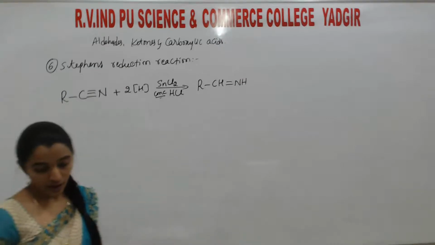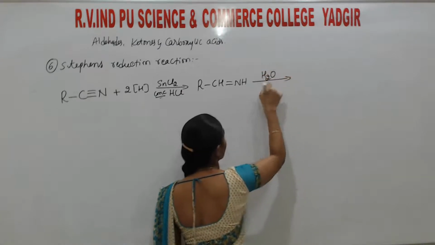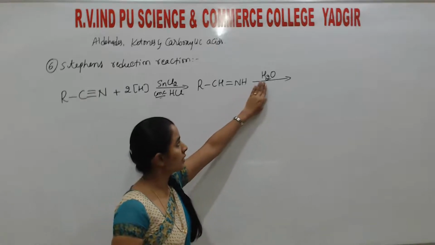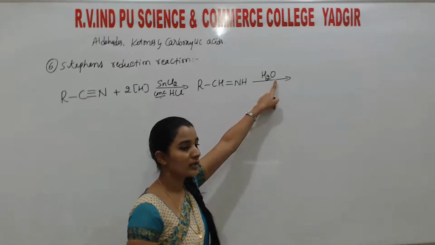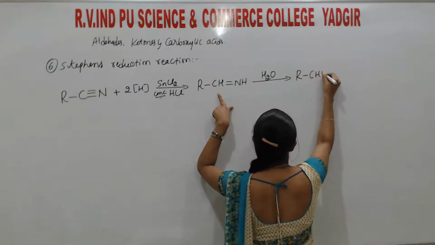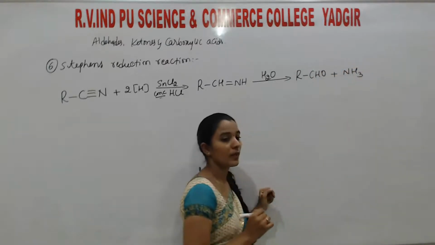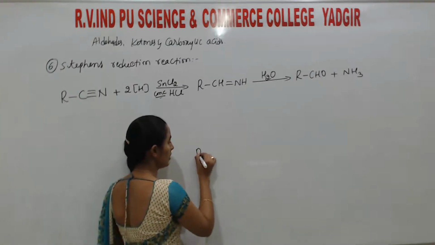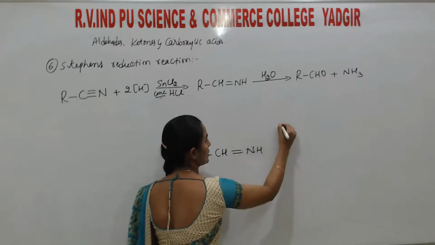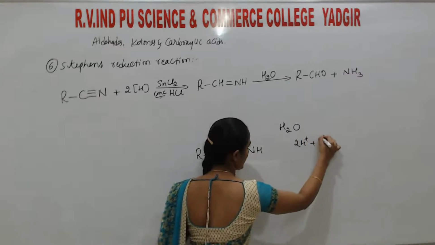Then further hydrolysis takes place, meaning a water molecule is added here. So listen, H2O is there. Here what happens? RCHO plus NH3. How will the bond breakage take place? Listen, R-CH=NH. The H2O is dissociated into 2H plus and O2 minus. Remember.